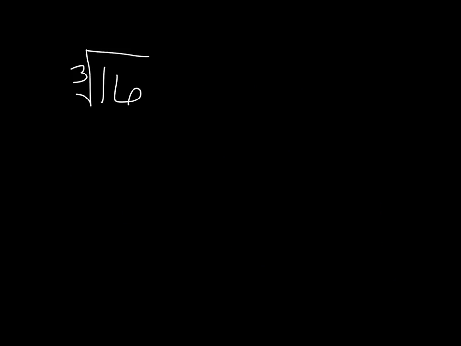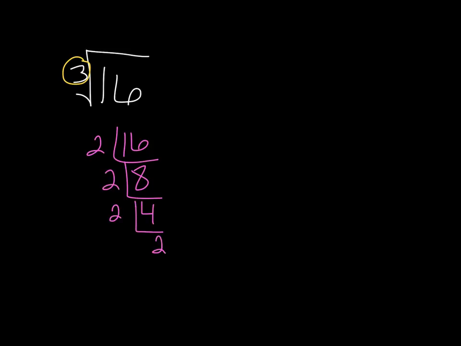Okay, now in this one we have a different index. Now instead of looking for groups of 2 or pairs, I'm going to look for groups of 3 because my index is a 3. Still going to start by finding the prime factors. I can divide by 2, gives me 8, and then divide by 2 again, then divide by 2 again, and I have a 2, so I know I'm finished.